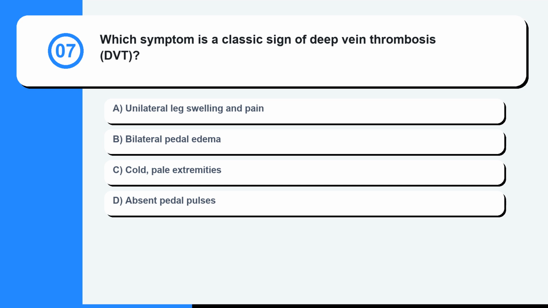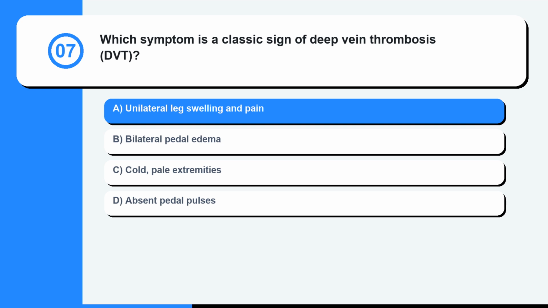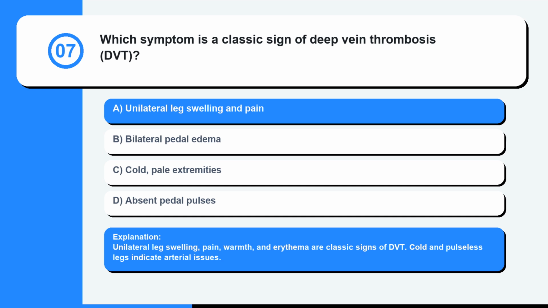Question 7. Which symptom is a classic sign of deep vein thrombosis, DVT? A. Unilateral leg swelling and pain. B. Bilateral pedal edema. C. Cold, pale extremities. Or D. Absent pedal pulses. The correct answer is A. Unilateral leg swelling and pain. Unilateral leg swelling, pain, warmth, and erythema are classic signs of DVT. Cold and pulseless legs indicate arterial issues.